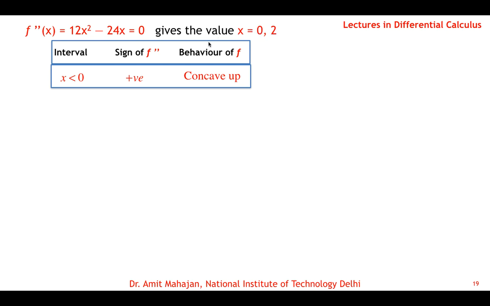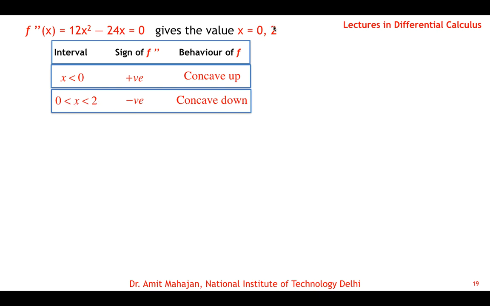For all x less than 0, we see the sign of the second derivative. You choose any point x less than 0 and put it in the second derivative and see what sign there is. For example, x is -1, so we get 12 plus 24 which is 36, a positive value. So the function is concave up for all x less than 0. For all x between 0 and 2, you choose any point, say x equal to 1, and see that the value will be negative, so it is concave down in 0 to 2.